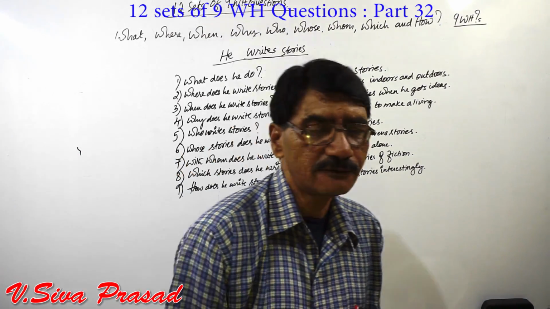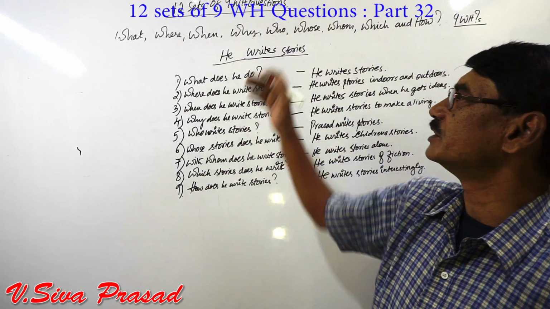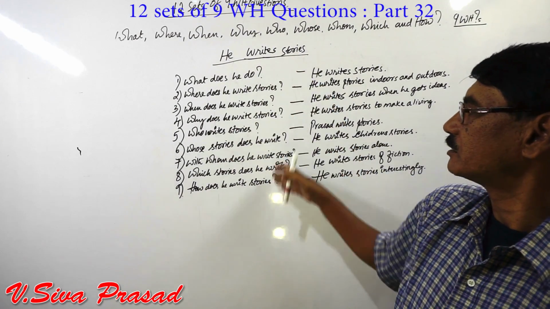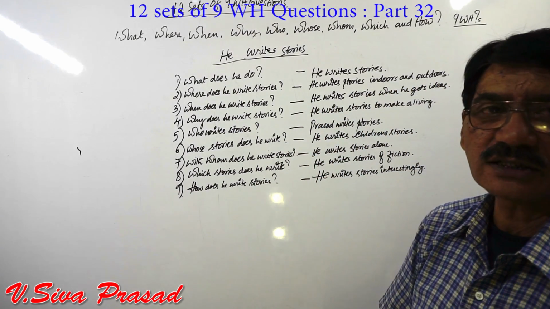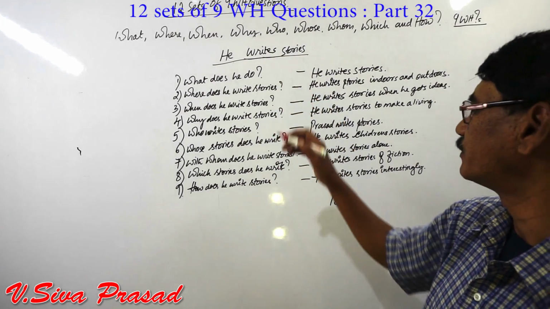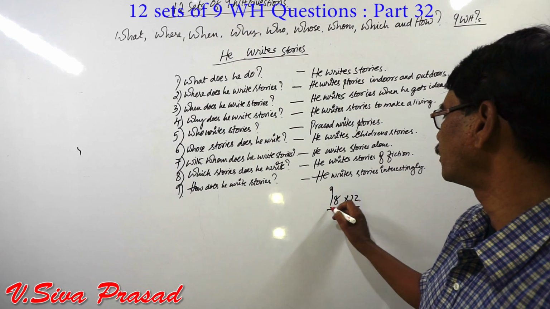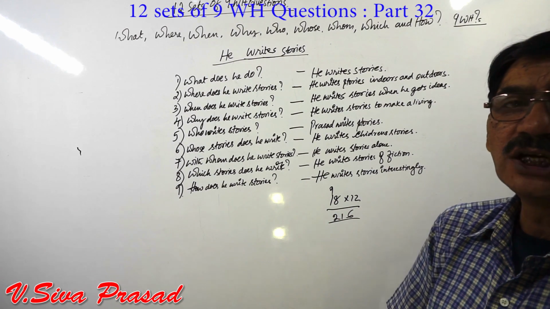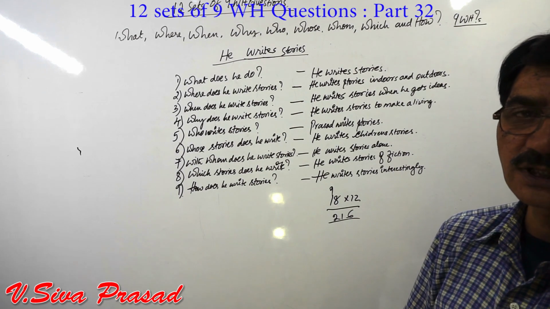Friends, I have given you many videos to practice on this subject, 12 sets of 9 WH questions. Each contains 9 questions and 9 answers. How much is that? 18 sentences. Now 18 into 12 sets. 12 8s are 96, 12 1s 12 plus 9, 21. So every time you click a video, you are going to practice 216 sentences, isn't it?